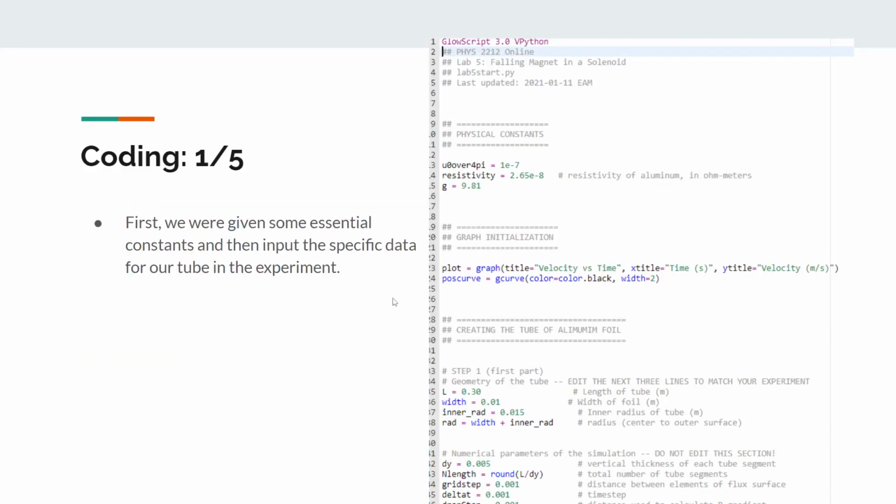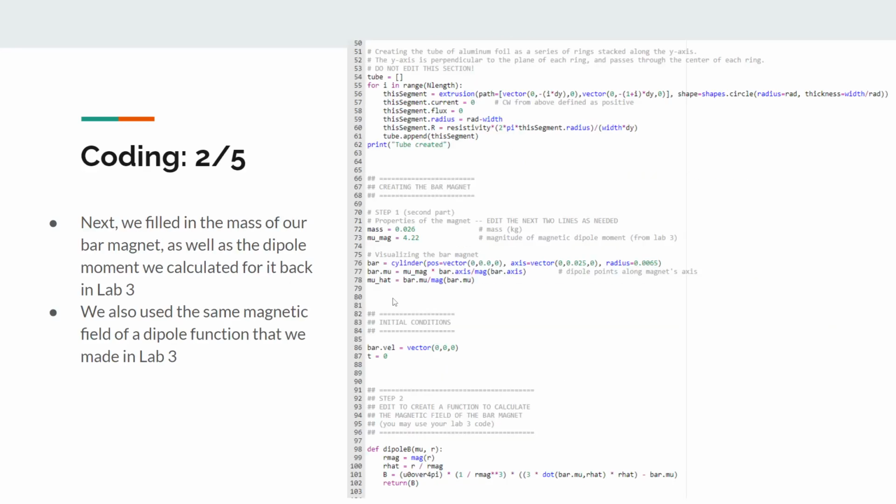So first, we're given some essential constants and input the specific data for our tube in the experiment. Then we filled in the mass of our bar magnet as well as dipole moment we calculated for back in Lab 3. We also used the same magnetic field of a dipole function that we created down here at the bottom. That was also made in Lab 3.